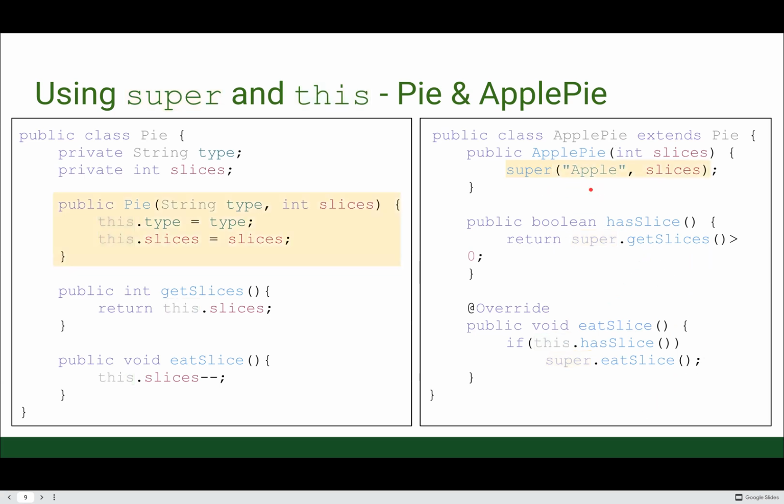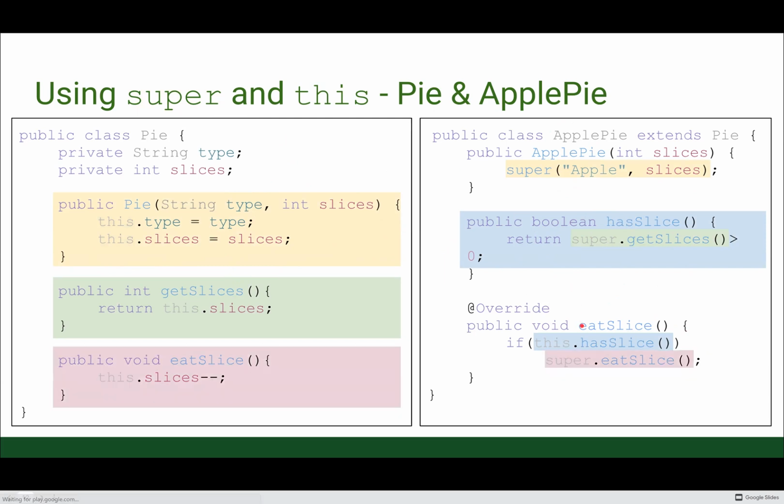So my super in my apple pie constructor obviously is referencing my pie constructor. My super.getSlices, we're calling getSlices from the pie class. This.hasSlice, we're referencing our own internal hasSlice method. And super.eatSlice, once again referencing that outside one.